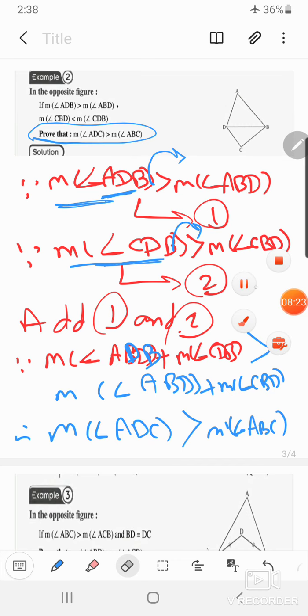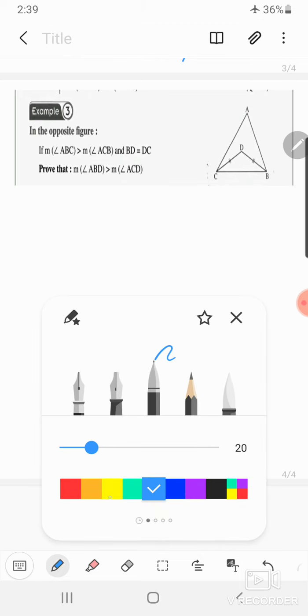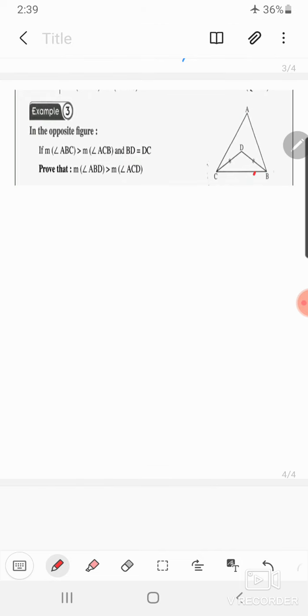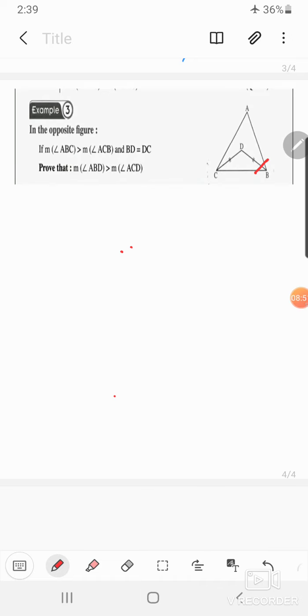Now let's take another example. The last example: in the opposite figure, here you have triangle ABC and measure angle ABC, which one is ABC? Let's see, ABC, this part. Sorry, let's go back. ABC is greater than ACB. So this one is greater than this angle.